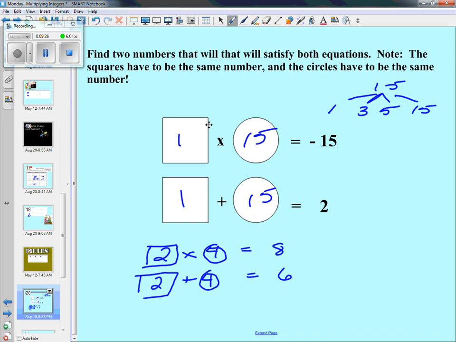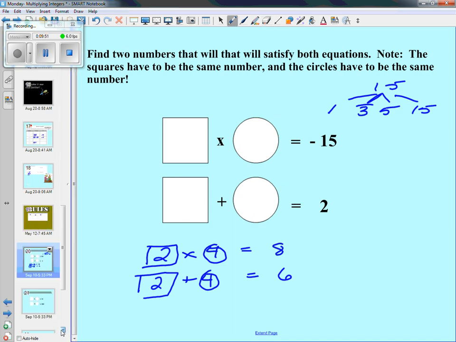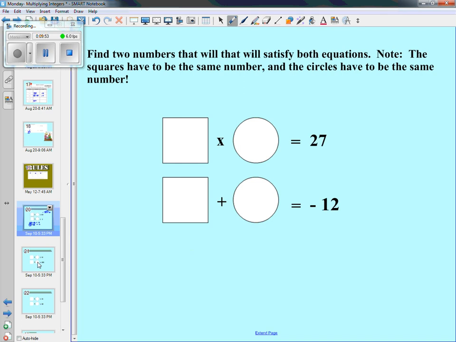You're going to have the same number in each square and circle. So if I put 1 and 15 in these, and say I make it a negative 15, they're both negative 15. Okay, 1 times negative 15 is negative 15, but 1 plus negative 15 is not 2. So these numbers don't work. I'm going to have to figure out something else to get my negative 15 and my 2. That's how you're going to solve that question, plus the next one after it. There's a couple more.